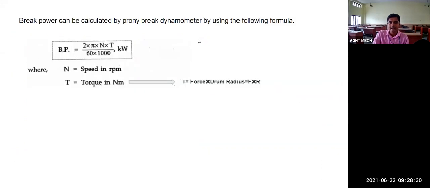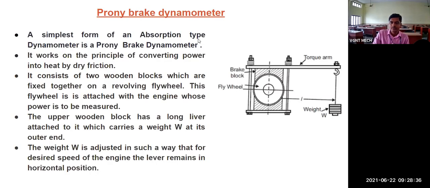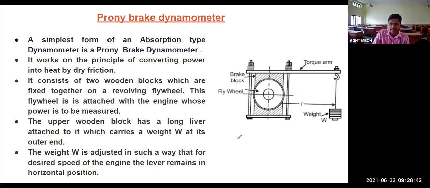Now coming to the formula, how to calculate the brake power: that is 2 pi NT by 60,000. From where do we get this N value? With this flywheel, we are using a tachometer. We point the tachometer over here, and from it we get the speed of the engine. When the engine rotates, this flywheel also rotates, and by using the tachometer, we can measure the speed of the engine.